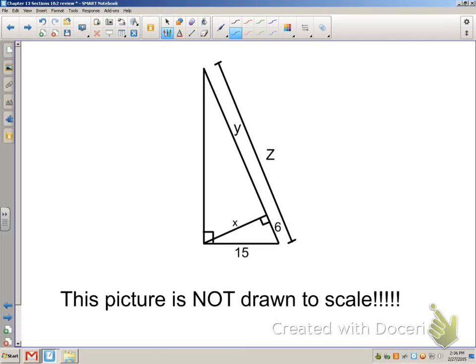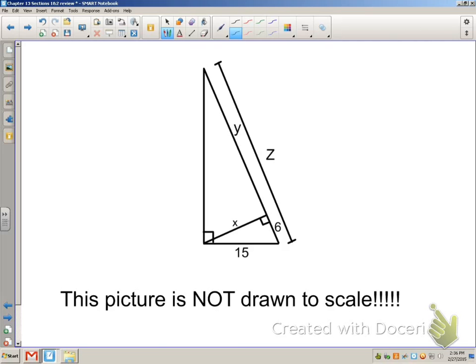You're looking for x, y, and z. A lot of people want to assume that this angle here is split in half, and that this is a 45-degree angle. But nowhere in the problem does it tell us that that was split in half, or that we can assume that that is a 45-degree angle.